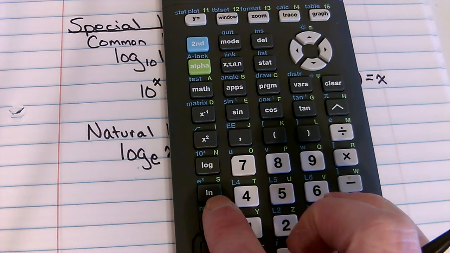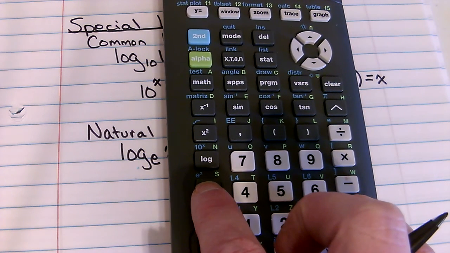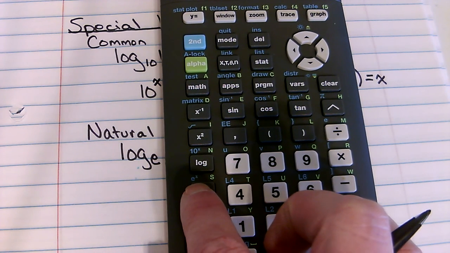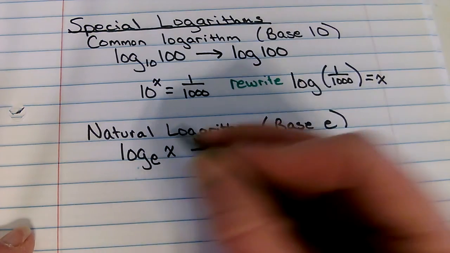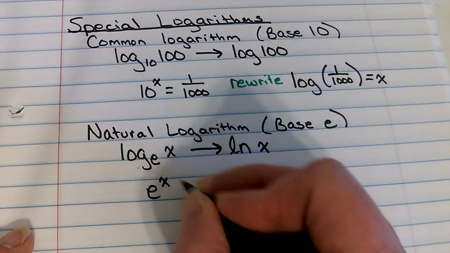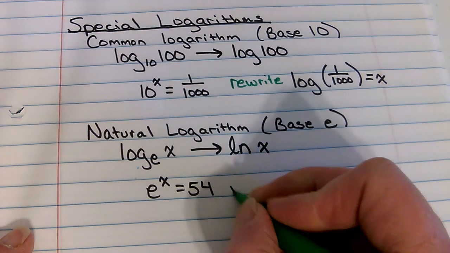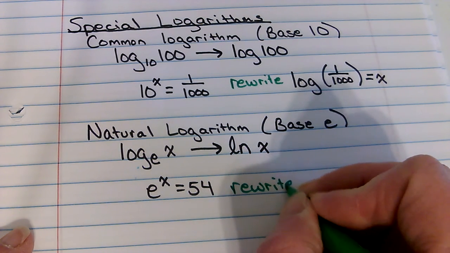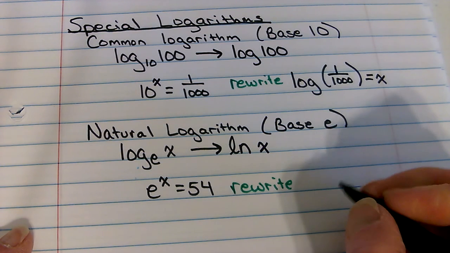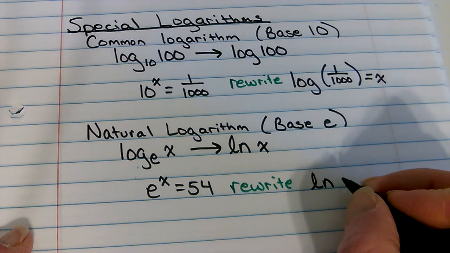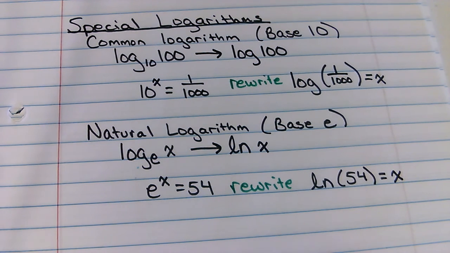And it's so popular, it's on the calculator right below log. And notice that right above it in blue is e to the x, because Ln is the inverse of e to the x. Ln is log base e. So we kind of rewrote up there, so we'll do that here too. E to the x equals 54. We could rewrite that one. Instead of writing log base e, that's weird, we don't want to write it that way. So I'm going to write Ln of 54 equals the exponent.